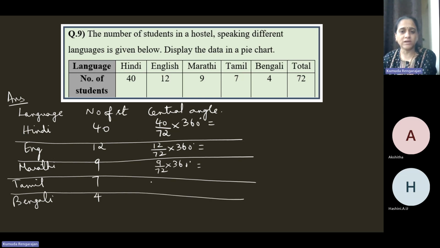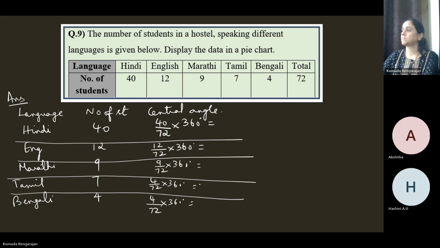And I'll tell you how to calculate. Listen to me. So 72 and 360: 72 ones are 72, 72 fives are 360. Everywhere you do that, 72 fives are 360. So now 40 into 5, 200 degrees.